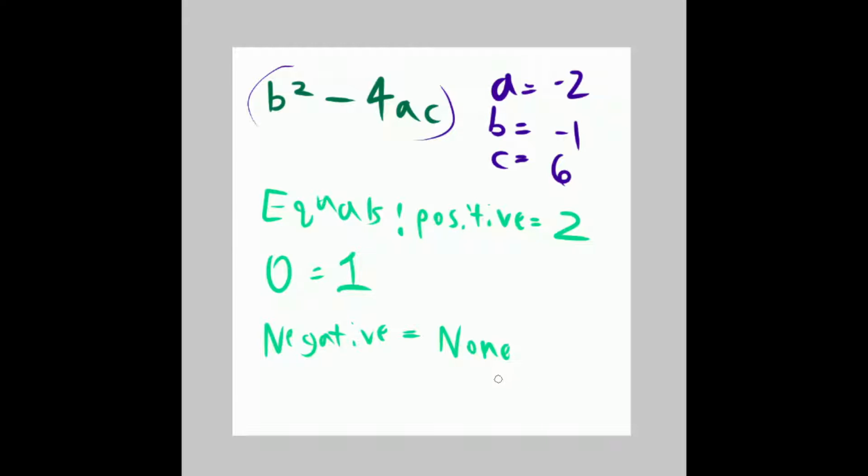The reason for this is when on a graph you are using the parabola. If it has a positive solution, that means that it will touch the x-axis in 2 places. If it is 0, the vertex is what's on the x-axis, and if negative, it does not cross the x-axis at all.